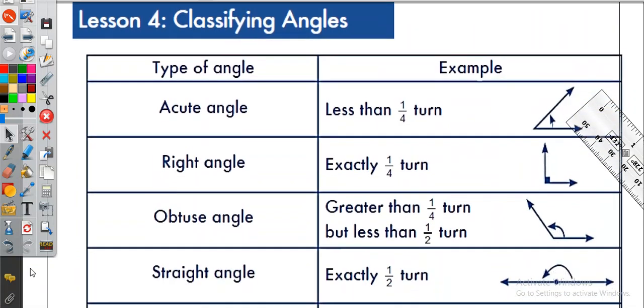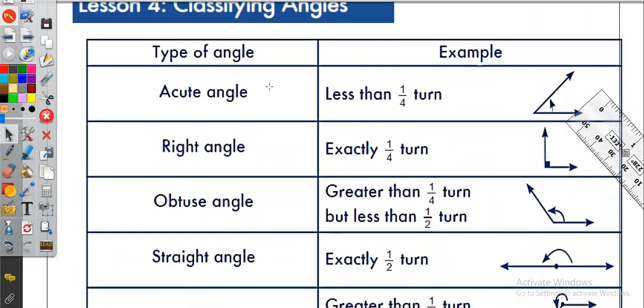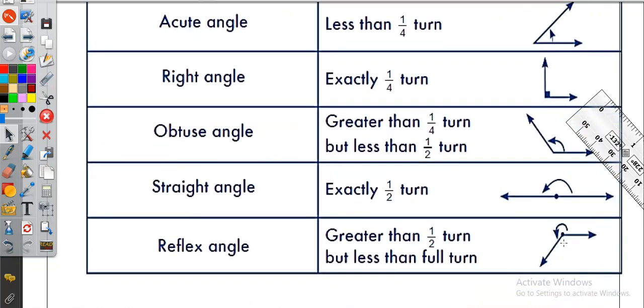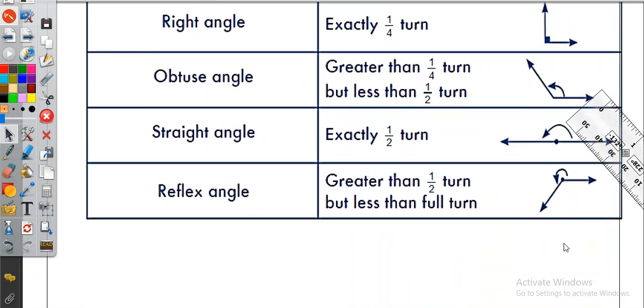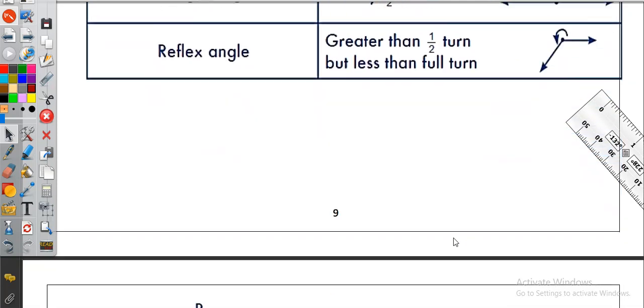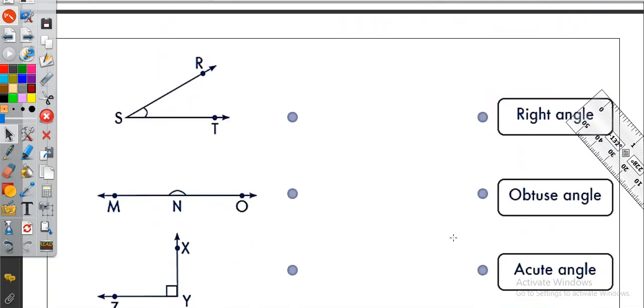Classifying angles. Well, type of angles are, as we said, acute angles, which are less than 90, right angles, which are exactly 90, obtuse angles, which are greater than 90 and less than 180, straight angles are 180, and finally greater than the straight line, which is called the reflex angle. Now you're gonna classify the angles here.